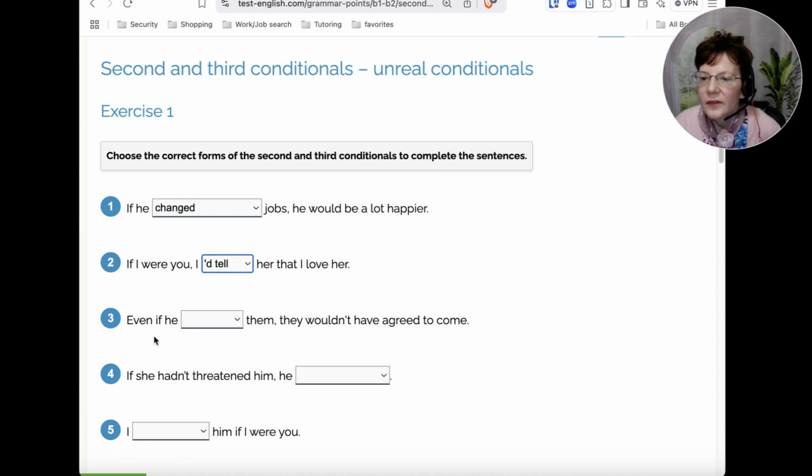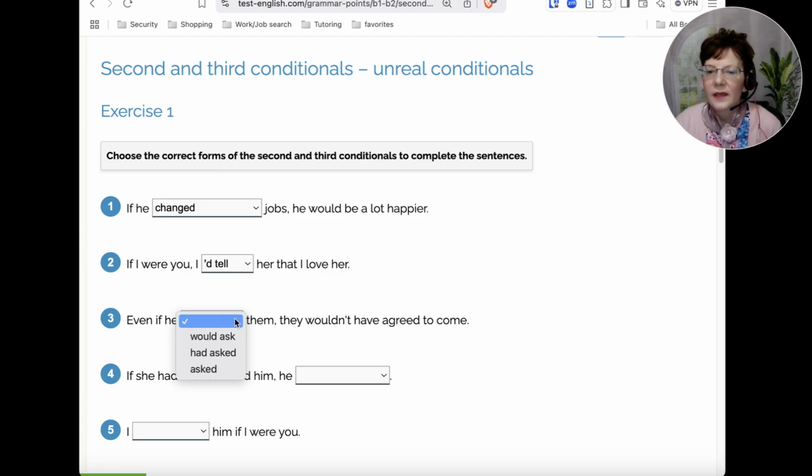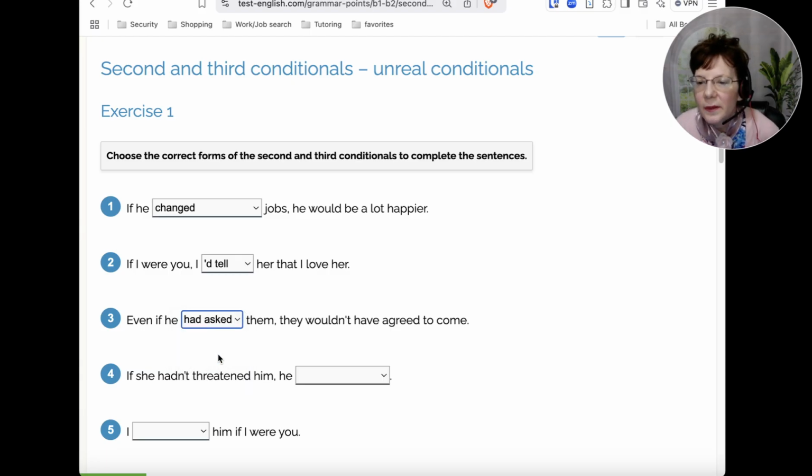Okay, third one, "Even if he ___ them, they wouldn't have agreed to come." Would ask, had asked, or asked. So this is third conditional. What would be the correct form? If you chose the middle one, had asked, because it's past perfect, that would be the correct one.